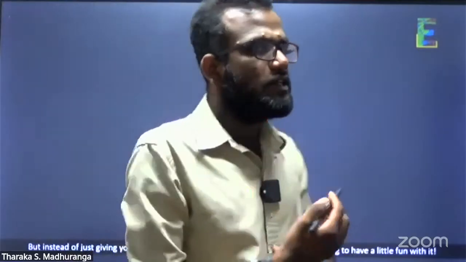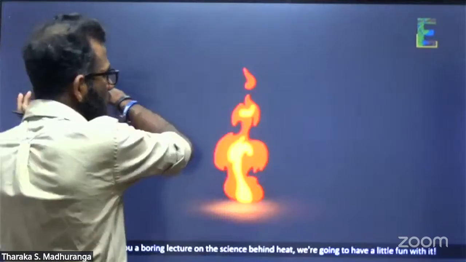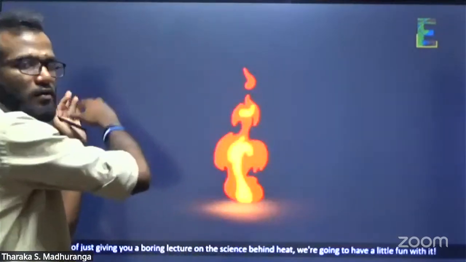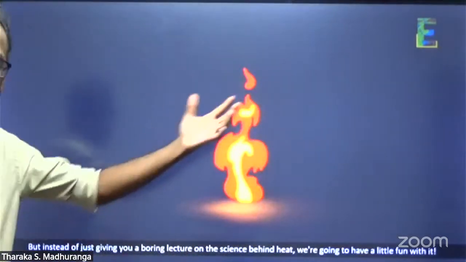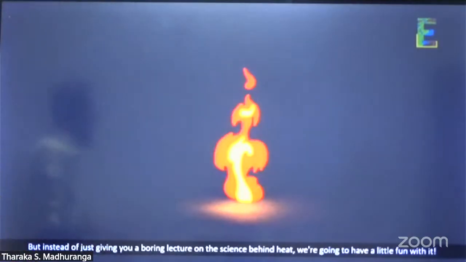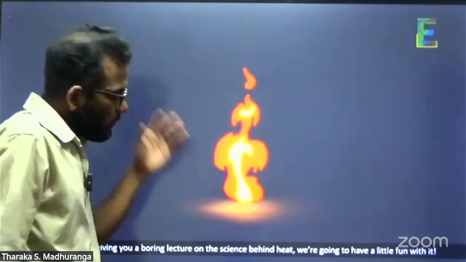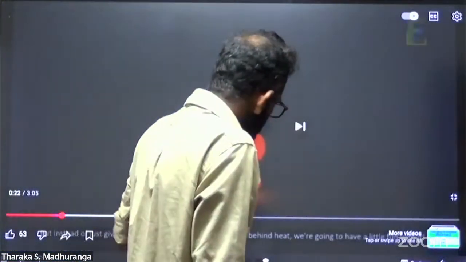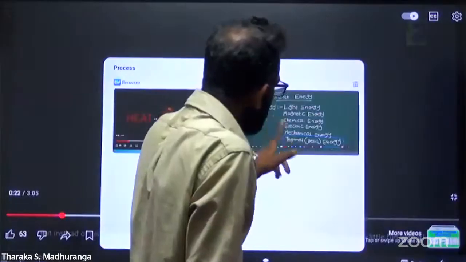Sanura, what's the direction of the heat energy? It is heat energy transferred from the fire to the outside. Yes, inside to out. That is the most important thing. Okay, you can understand that simply.